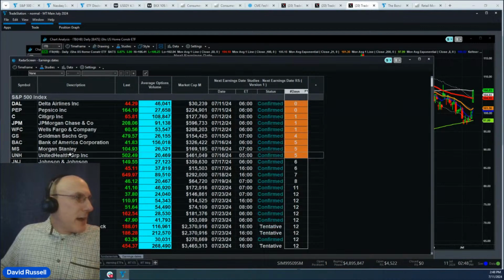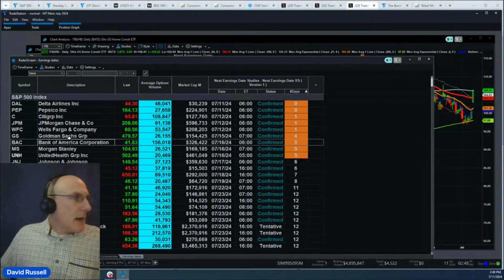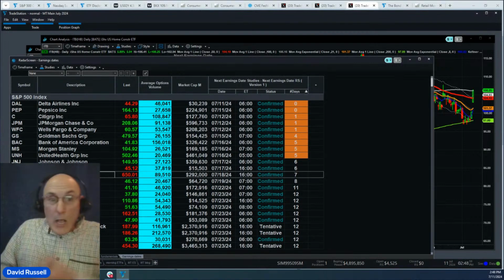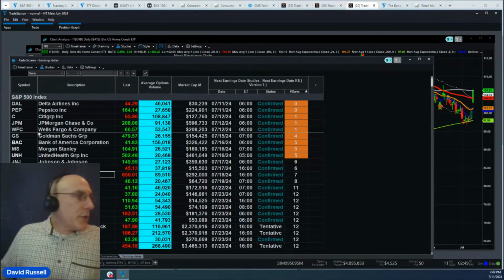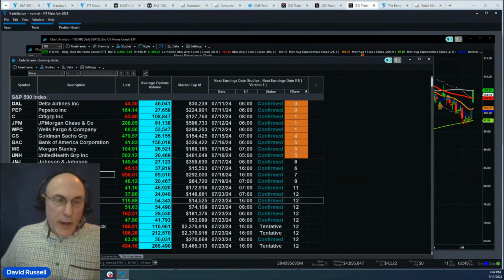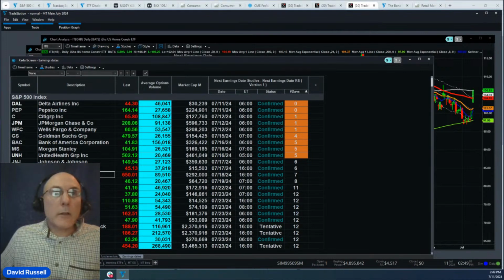And what do I see? I see basically Bank of America. I see Goldman. I see Wells Fargo tomorrow. So we can see here Citigroup, JP Morgan, and Wells Fargo tomorrow, and then these big banks next week. So I want to just point that out. This is where the focus is right now. All right.